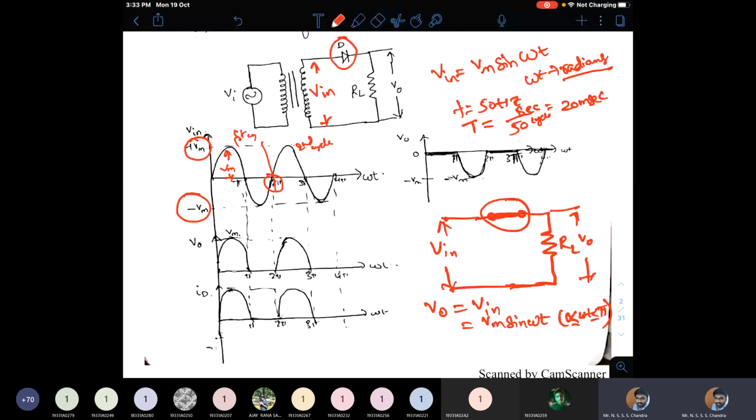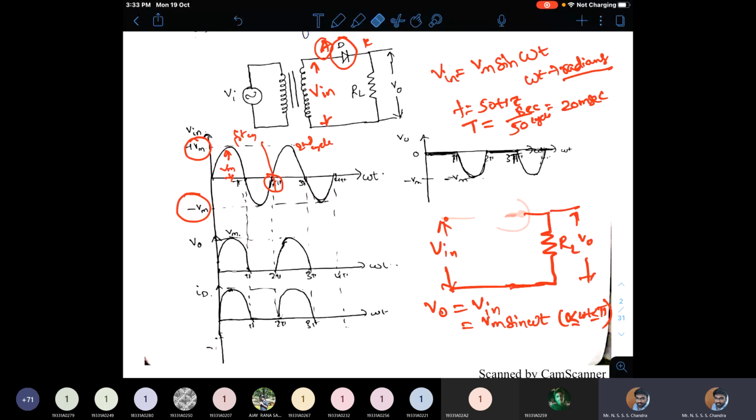Now, if I am giving the negative half cycle, when the negative half cycle appears across this diode, what happens? Your diode will be in reverse bias condition. The anode should always be connected to the positive terminal for the diode to be forward biased. But if I give the negative half cycle, the anode gets a negative magnitude, so your diode will be reverse biased. In that condition, the diode acts like an open circuit.